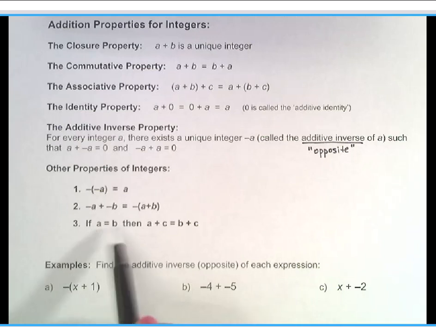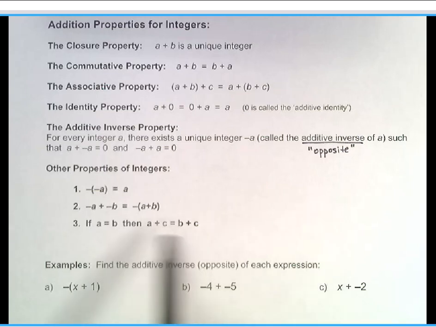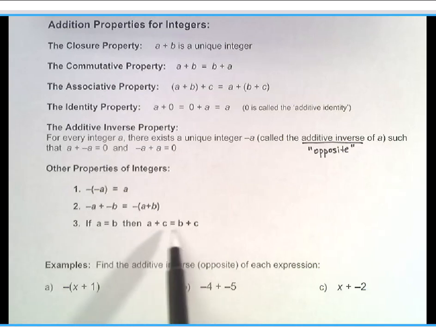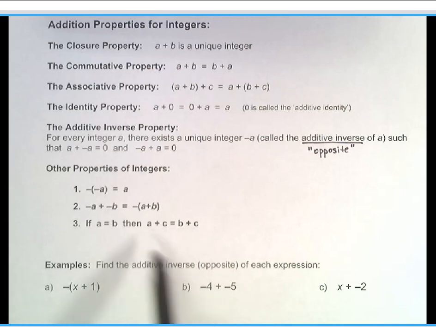And then the last property is if a is equal to b, then a plus c is going to equal b plus c. And so this is kind of hinting at solving equations, where as long as you do the same thing to both sides, you will retain the equality. So as long as you're adding the same amount to both sides, then the two sides will still be equal.